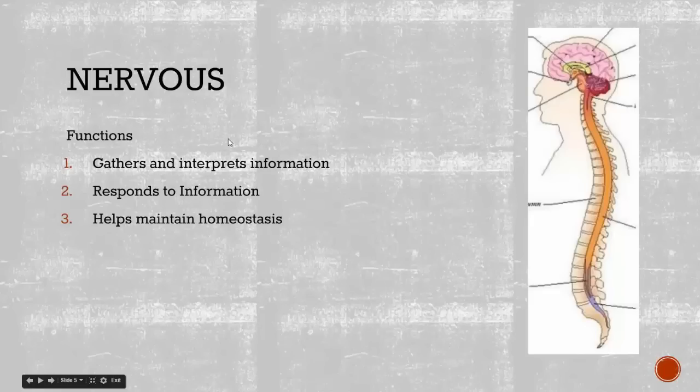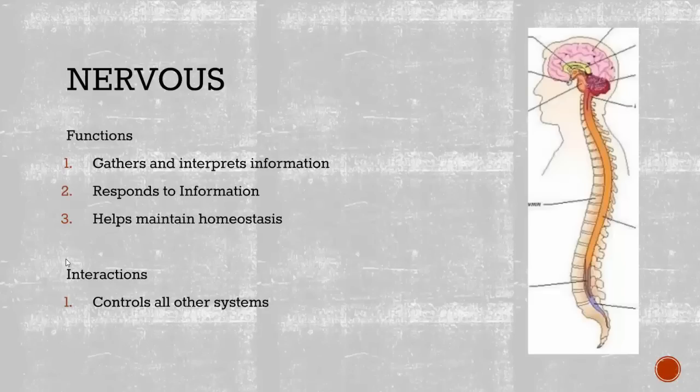Now, I do realize that all of our systems maintain homeostasis, but the nervous system is one of the main ones where it'll interact with almost every other system around to make sure everything is in balance. Again, it's the one that gathers information both inside the body and outside the body to determine whether or not you are maintaining homeostasis properly. Now, the interactions are pretty easy. It interacts with dang near almost everything.